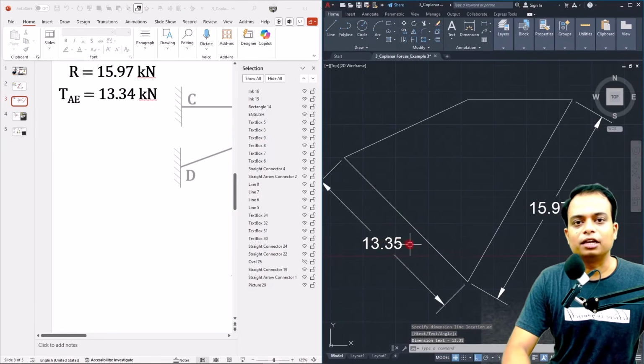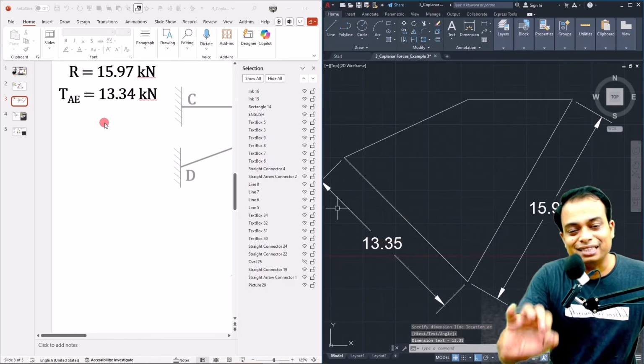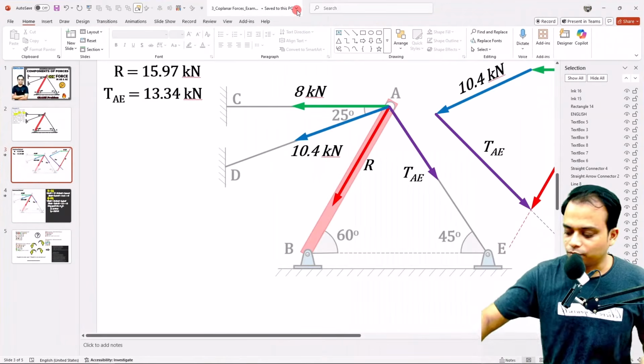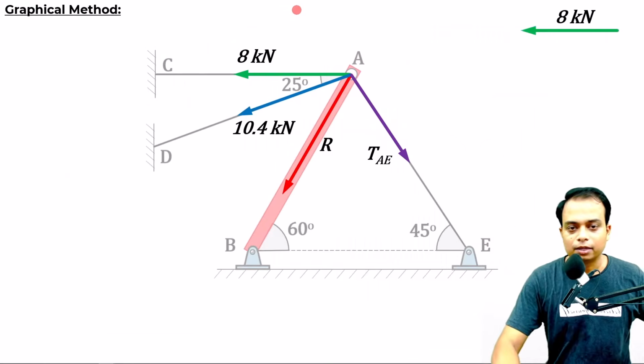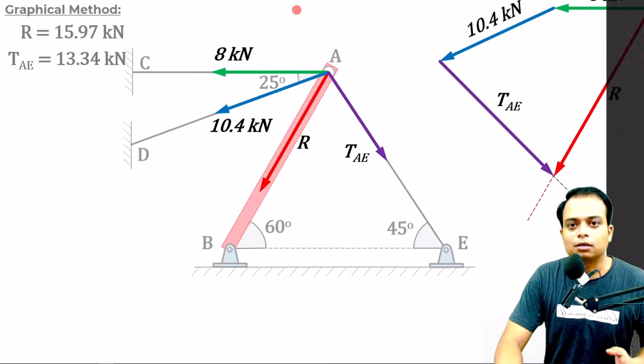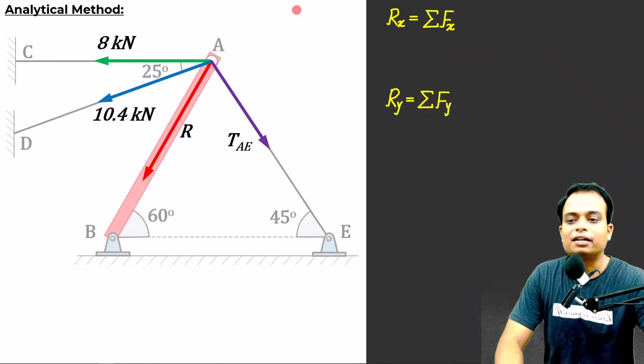And here 13.35, that is the value of tension in the cable AE. So this concludes our first approach, which was the graphical technique. In the second technique, we are going to use the statistical method, or using statics.